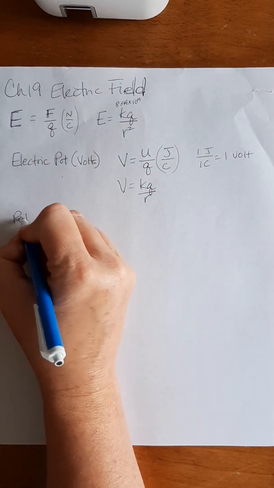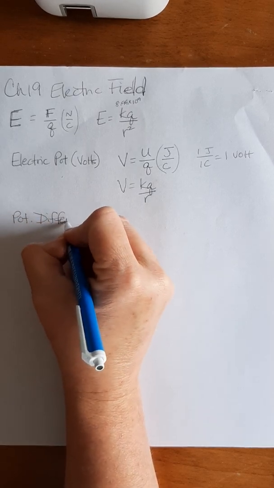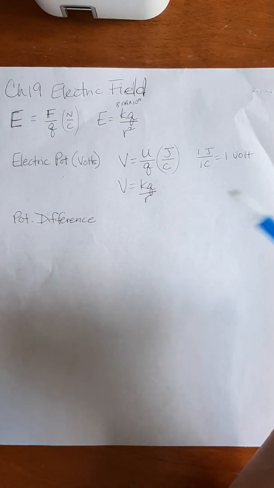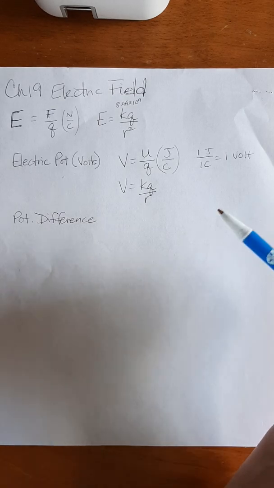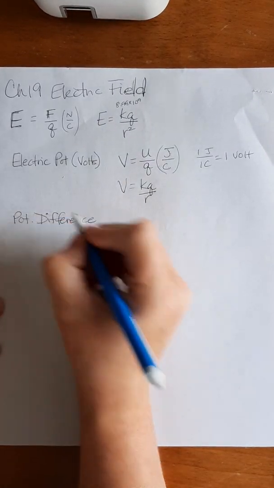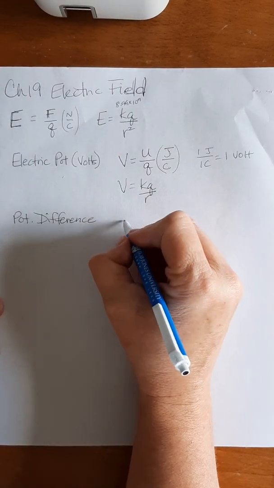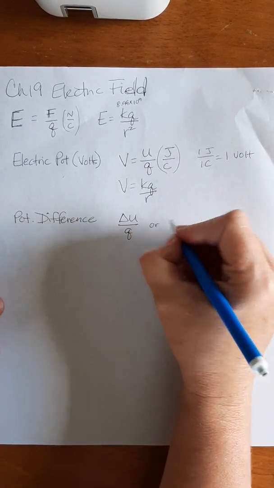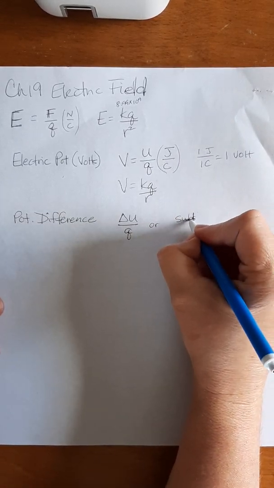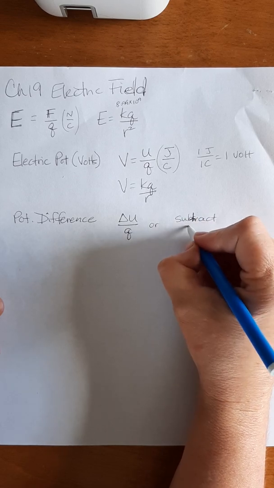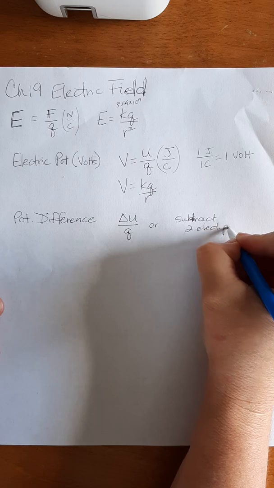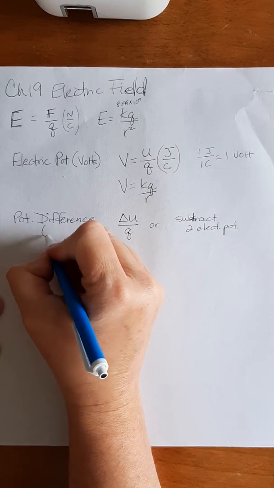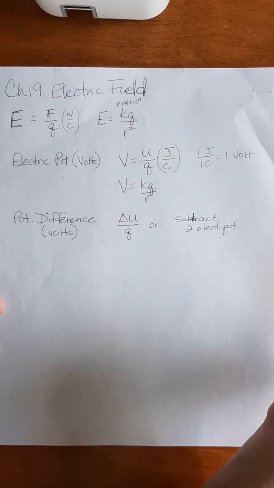Then you have potential difference. Now on this test, I will provide the formulas themselves, but I will not describe them or give units, it will literally be just the formulas. But potential difference is change in energy over charge, or just subtract the two electric potentials. So it's according to what they give you, and since you're just subtracting, it of course is still in volts, same unit.